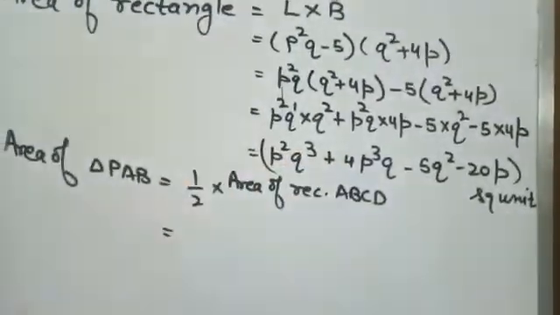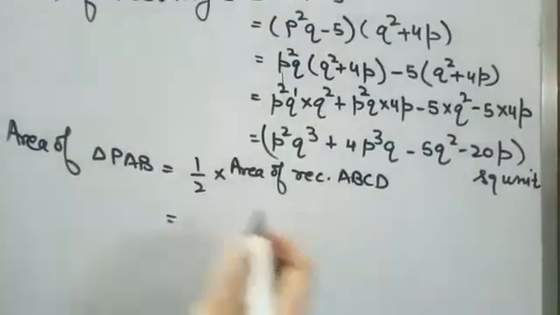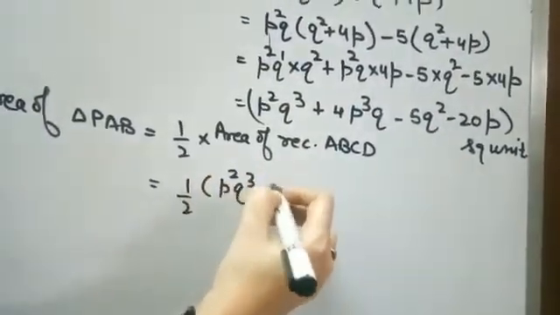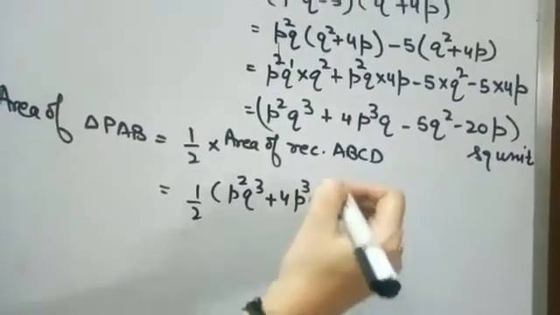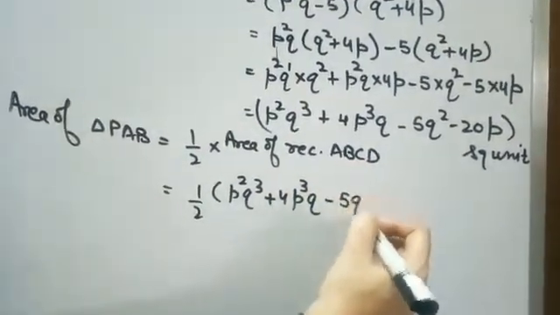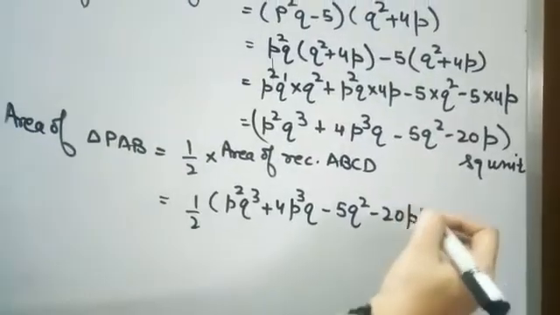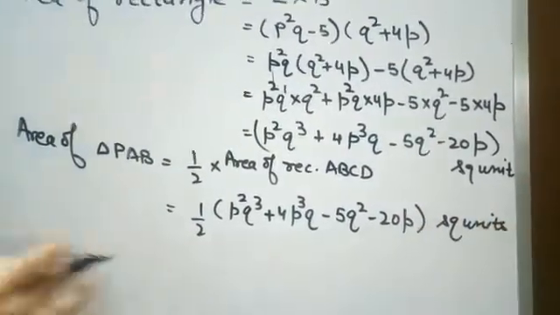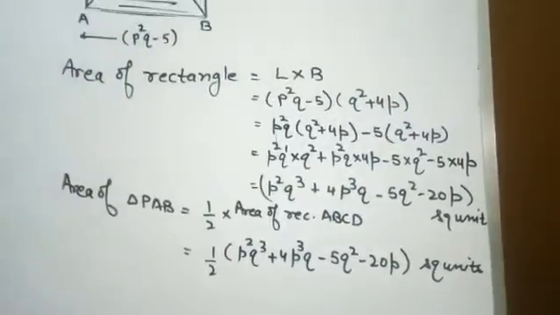Now area of rectangle ABCD we have already taken out, so half of p square q cube plus 4p cube q minus 5q square minus 20p square units is the area of this triangle PAB.